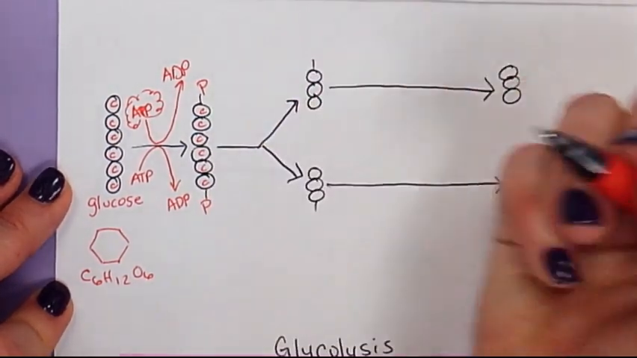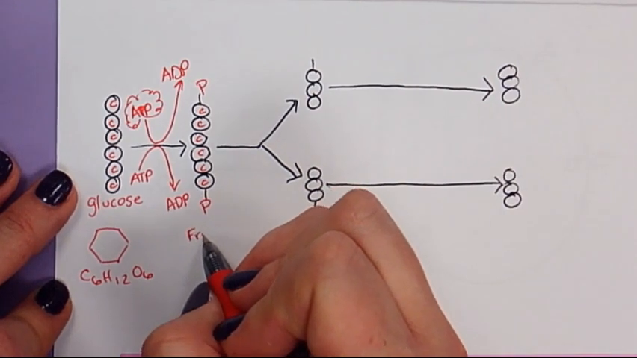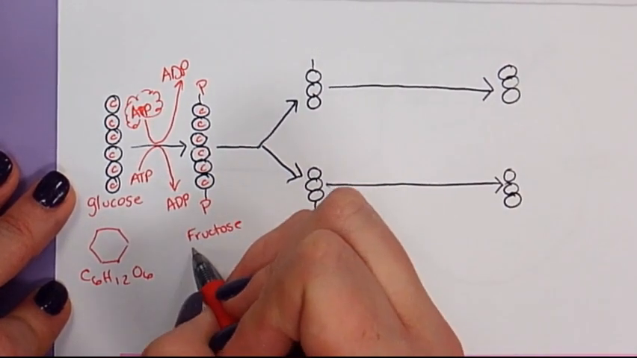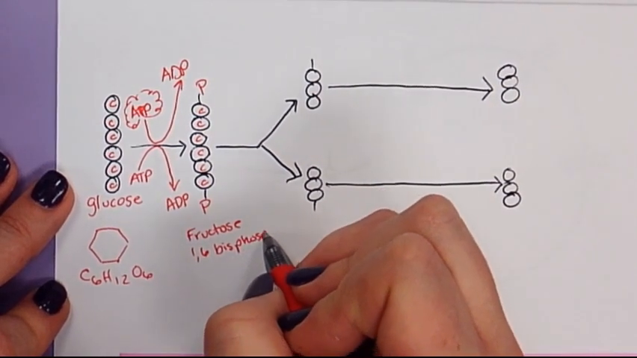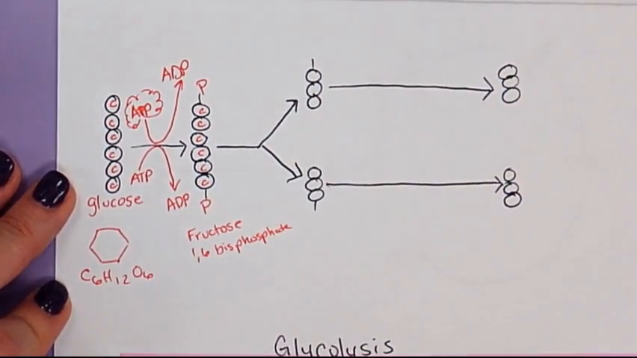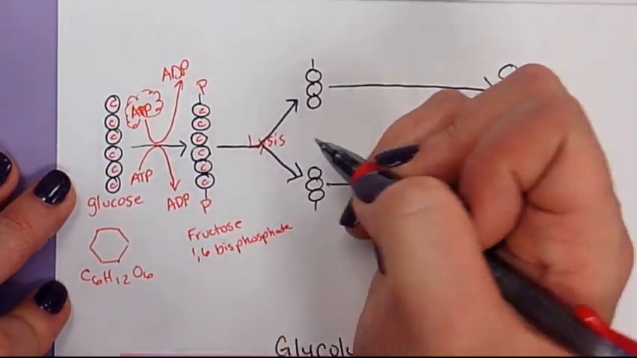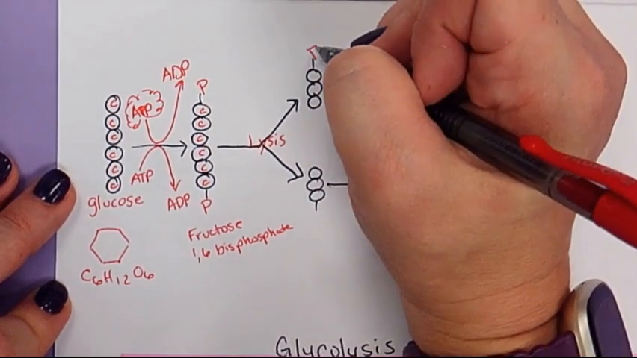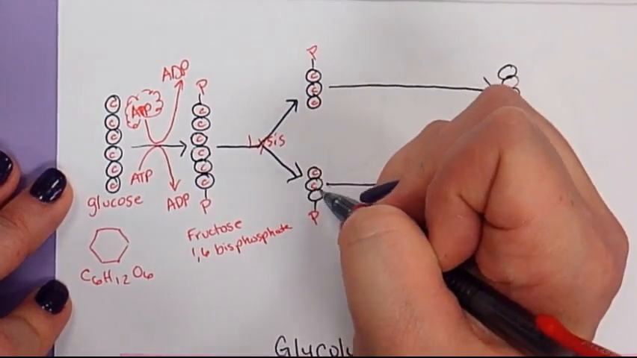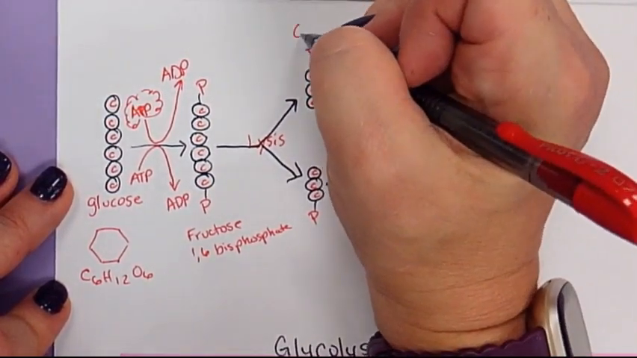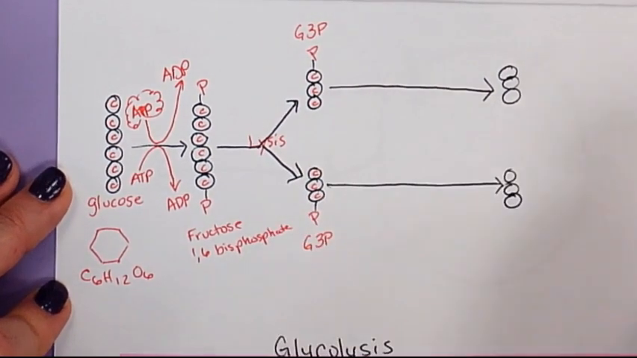These are still our 6 carbons. Now, this guy's name is fructose 1,6-bisphosphate. You do not need to know that, but it's kind of neat because glucose and fructose are very similar, and the 1,6 means that the phosphate is on the 1 carbon and 6 carbon. But the next thing that happens is lysis, or the splitting. And so we now have 3 carbons and a phosphate on each side. This guy's name is G3P, or glyceraldehyde 3 phosphate.